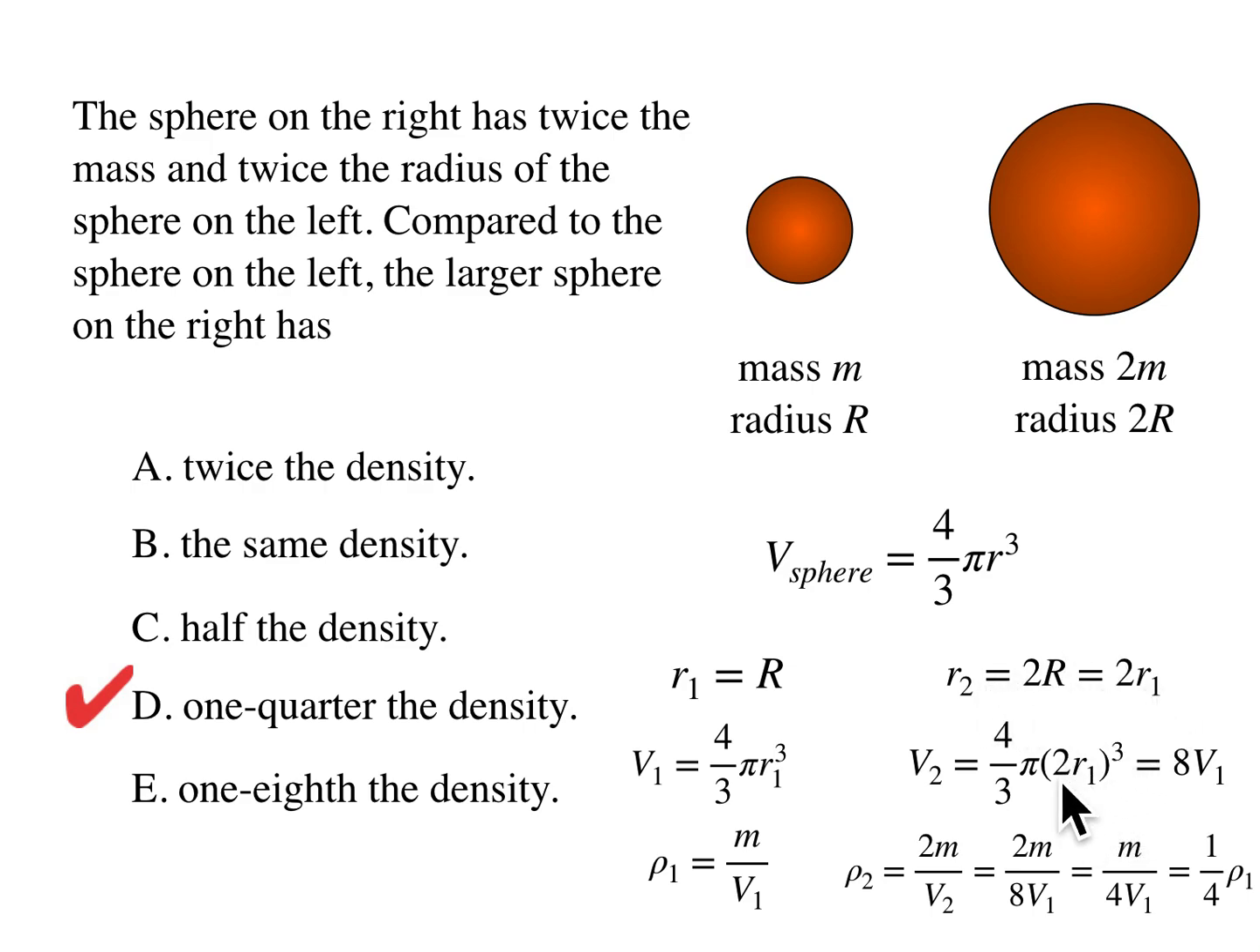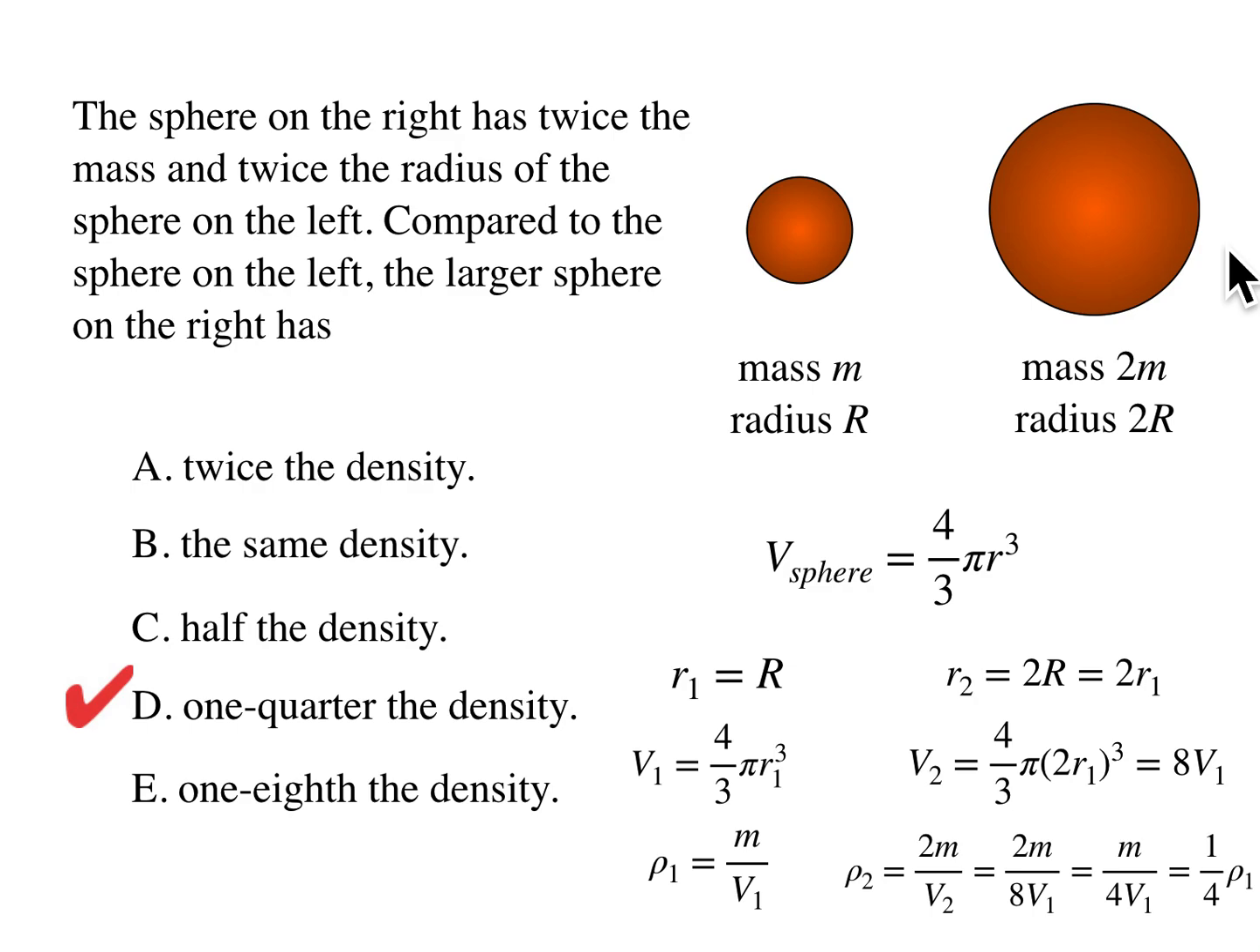So I'm going to plug in 2 times r1. Now I have to cube that 2, right? So I end up getting 8 times 4/3 pi r1 cubed, or 8 times the volume of ball 1. So going from ball 1 to ball 2, I'm doubling the radius, but I'm making the volume 8 times bigger.